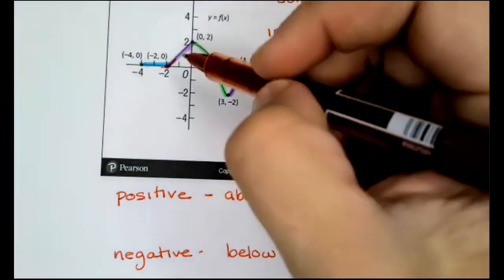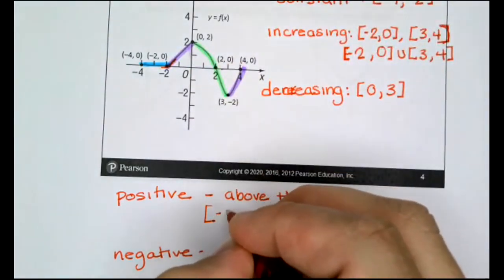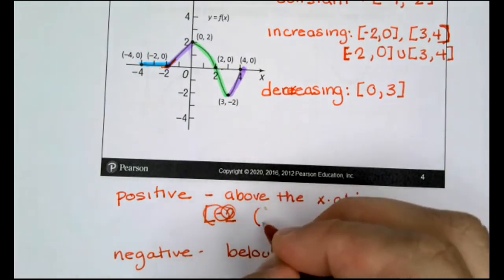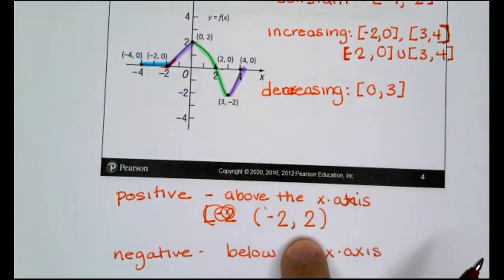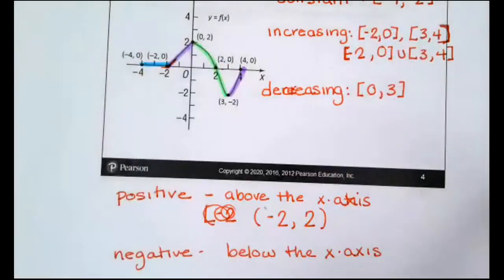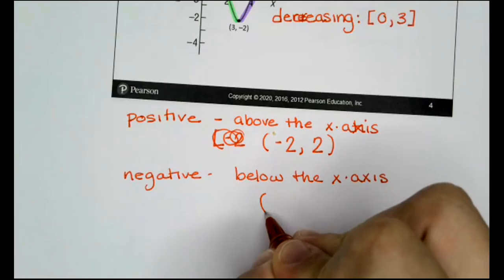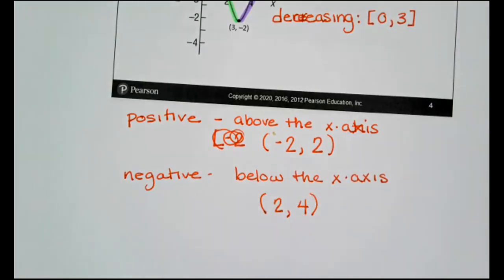So positive would be from -2 to 2. And here I can't put brackets because it's on 0 at -2 and it's on 0 at 2. So these would just be parentheses. It does not include the number that lands on the 0. And then it is negative, or below the x-axis, from 2 to 4. Okay.